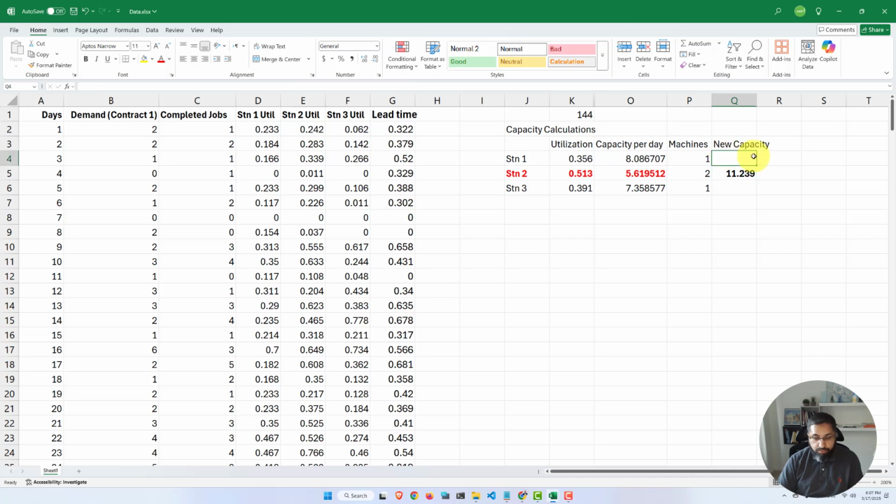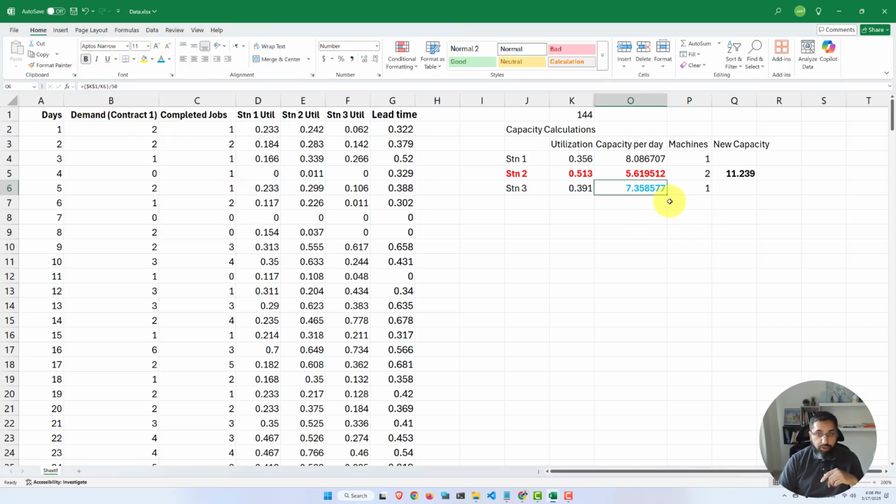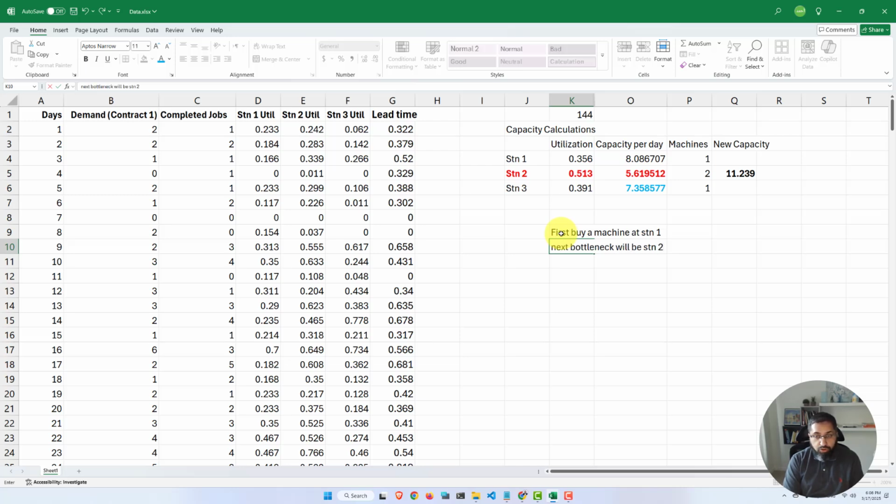And so, what is your next bottleneck? If you buy a machine here, your capacities are 8, 11, and 7. So the next bottleneck, which is coming up, is going to be station 3. So you first buy a machine at station 2, the bottleneck. It'll double the capacity of station 2, it'll become 11.2.